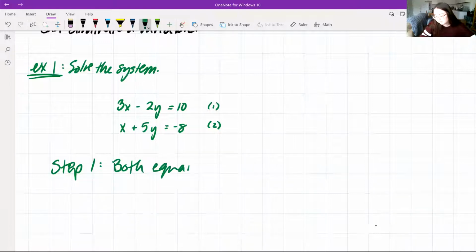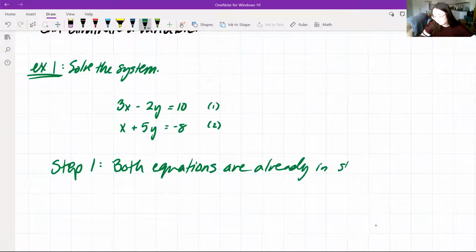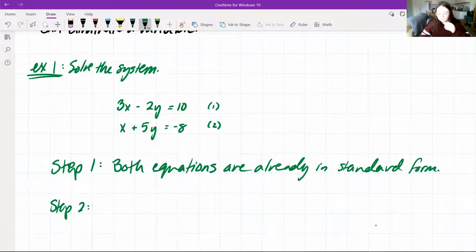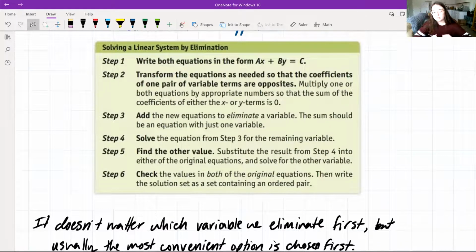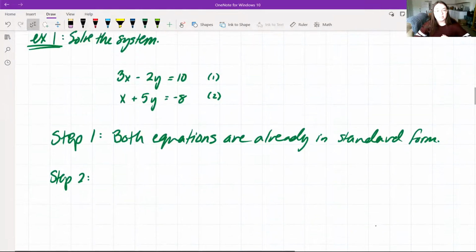So both equations are already in standard form. So step 1 is complete. Step 2 now is that we want to set up our equations so that the coefficients are opposites. So this is the part where now we're probably going to need to multiply one of our equations to create opposites. In our equations here, we have 3x minus 2y is equal to 10 and x plus 5y is equal to negative 8.